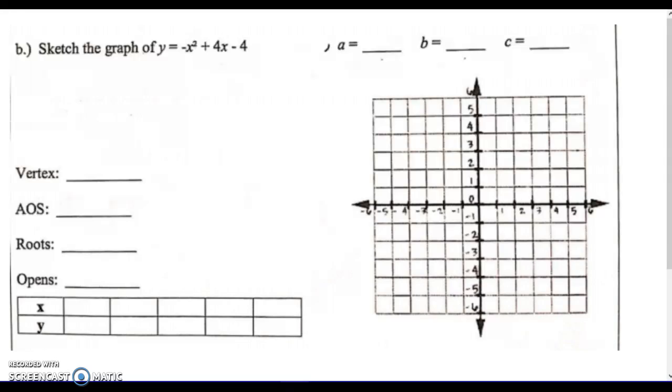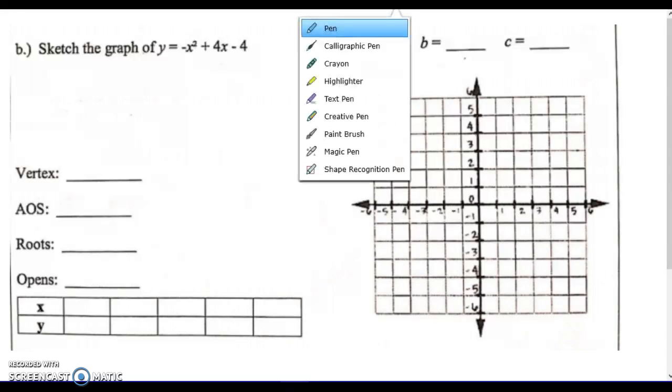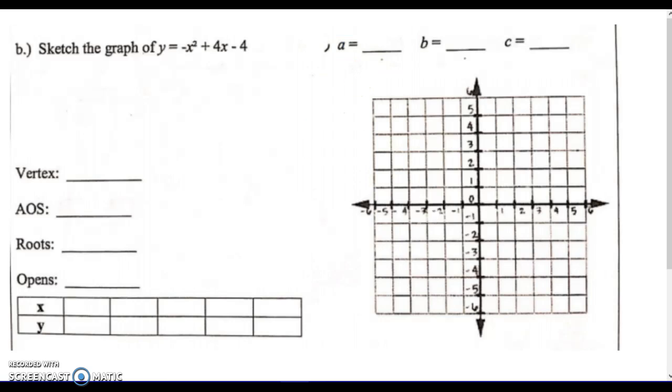Here we go for example B. So in this one, we're actually going to start off finding A, B, and C because that's just an important skill. So A always lives right in front of your x squared. So what is the number that's living in front of x squared right now? A negative what? Yeah, -1.